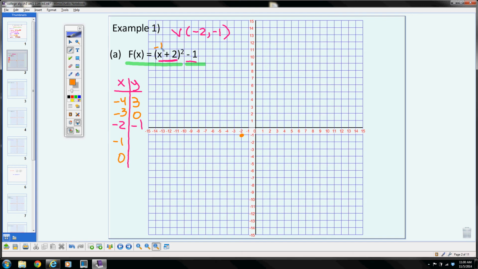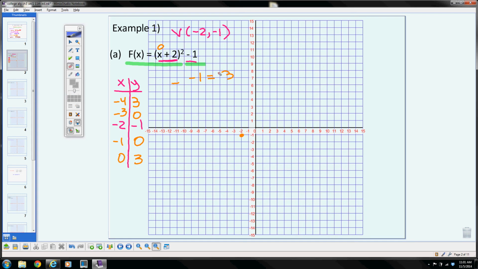Negative 1 plus 2 is 1. 1 squared is 1, and 1 minus 1 is equal to 0. So I put a 0 here in my chart. I have one more to try. I'm going to see what happens when x equals 0. If I put a 0 here, 0 plus 2 is 2. 2 squared is 4. Minus 1 is equal to 3. So I put a 3 in my chart.